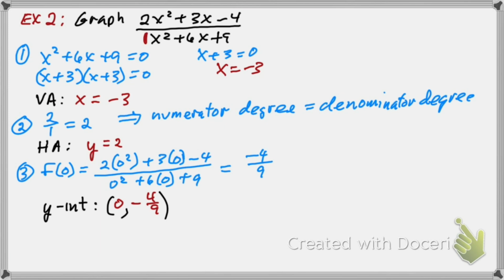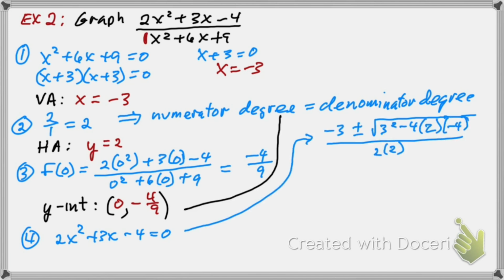Now to find the x-intercepts, I take just the numerator and set it to 0. Then I start solving for x. Well, I tried factoring this one. It didn't factor very well using the AC method. So I'm using the quadratic formula. I just plug my values in.